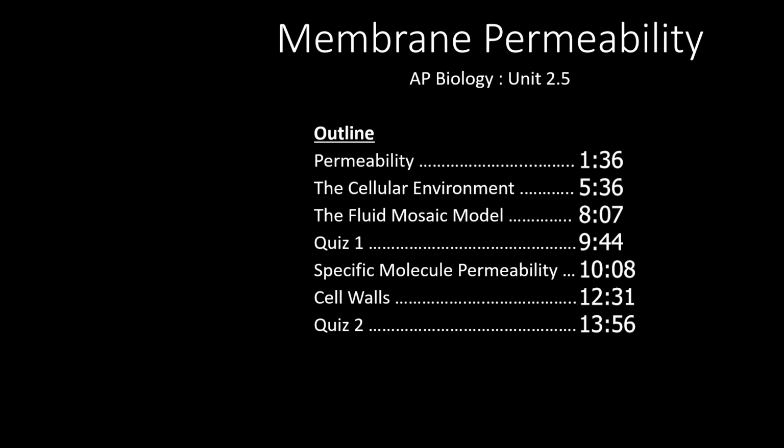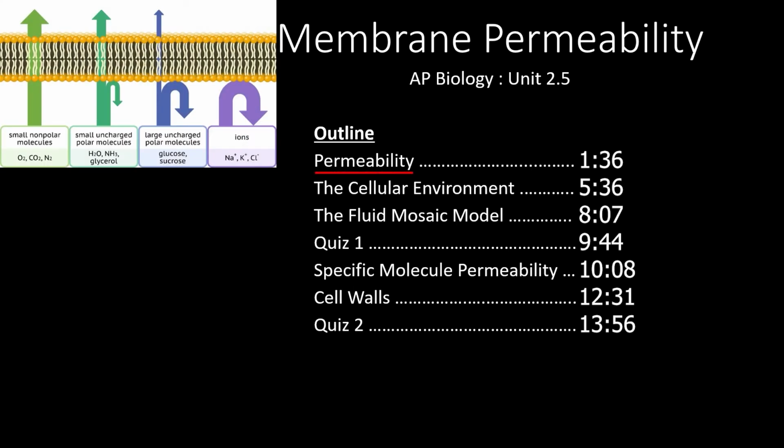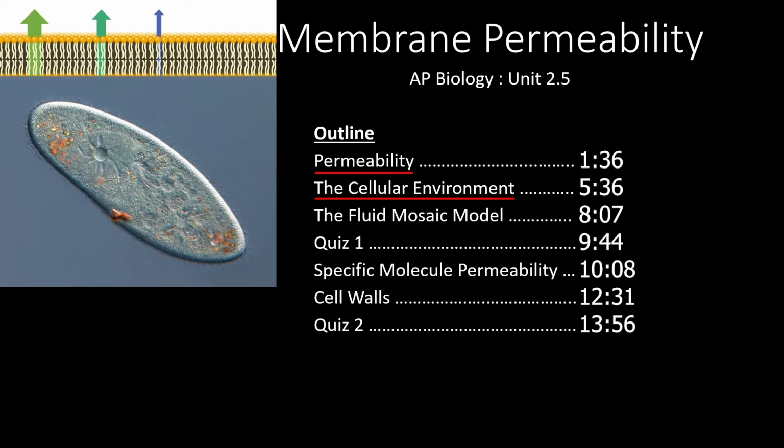This video focuses on section 2.5 of the AP Biology curriculum. First, we'll take a look at what permeability is and define the difference between a semi-permeable membrane and a selectively permeable membrane. Then, we'll see how cells use selectively permeable membranes to create a specific environment within the cell.